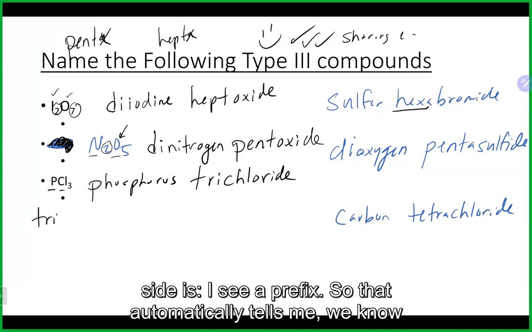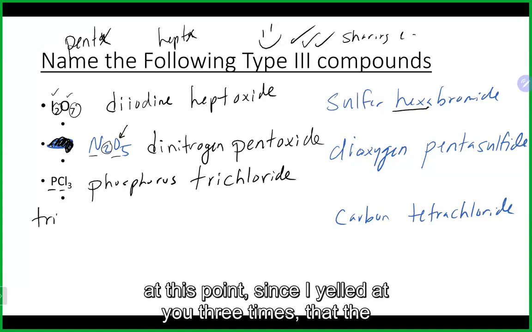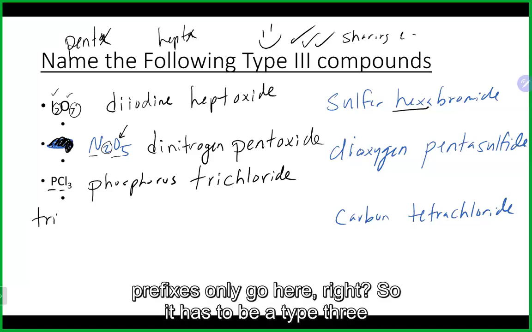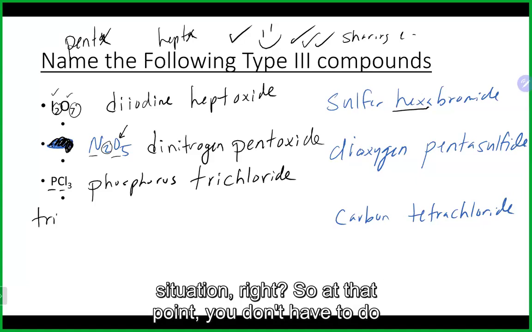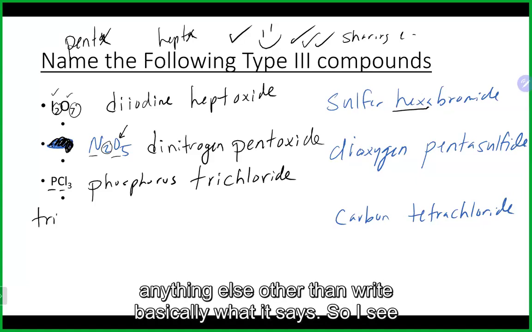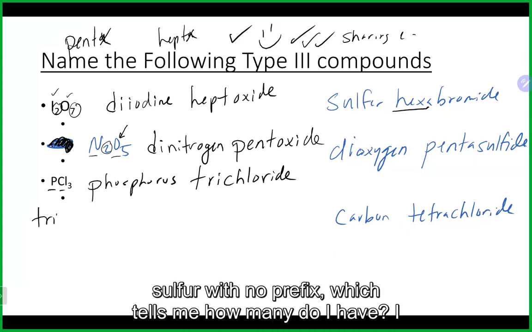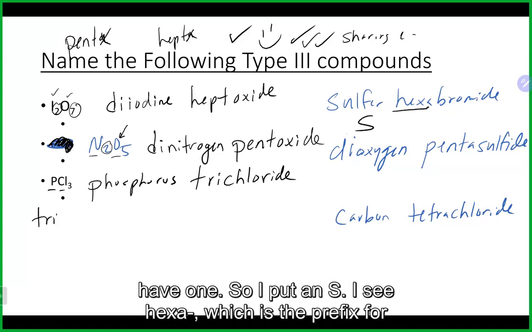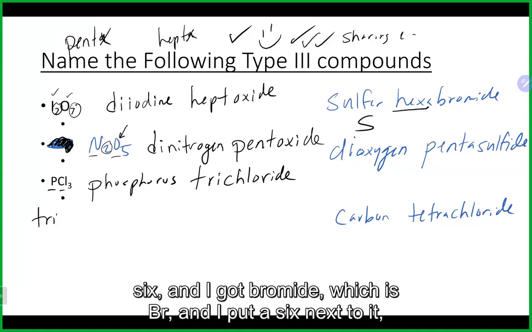So that automatically tells me we know at this point, since I yelled at you 3 times, that the prefixes only go here, right? So it has to be a type 3 situation, right? So at that point, you don't have to do anything else other than write basically what it says. So I see sulfur with no prefix, which tells me how many do I have? I have 1, so I put an S. I see hexa, which is the prefix for 6. And I got bromide, which is Br, and I put a 6 next to it, and I'm done.